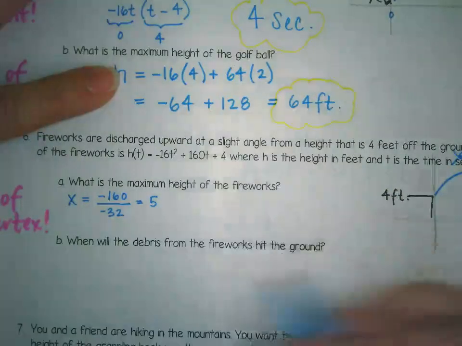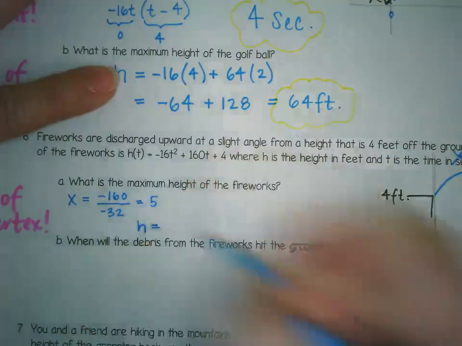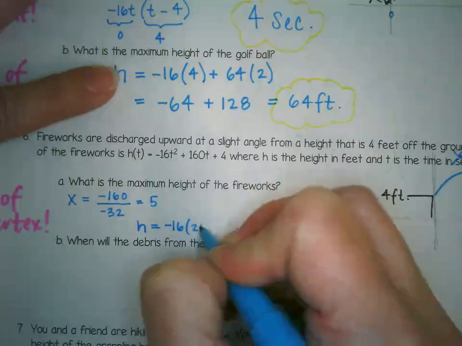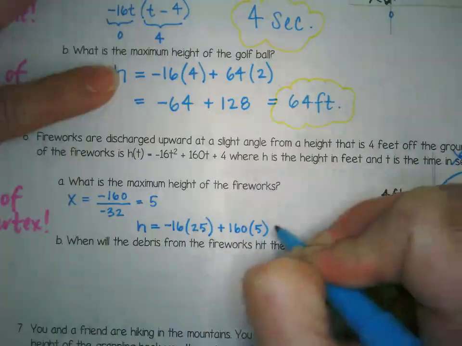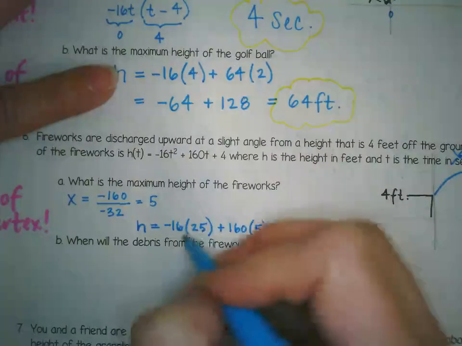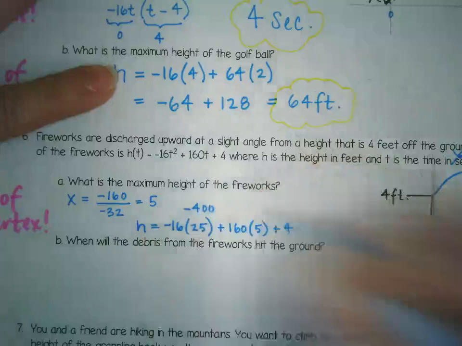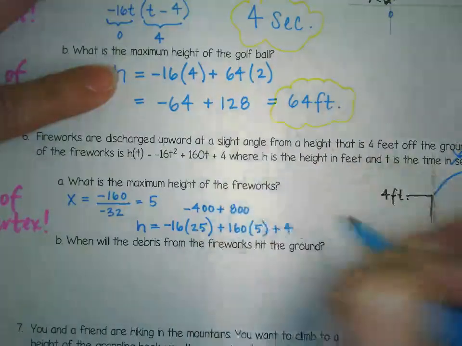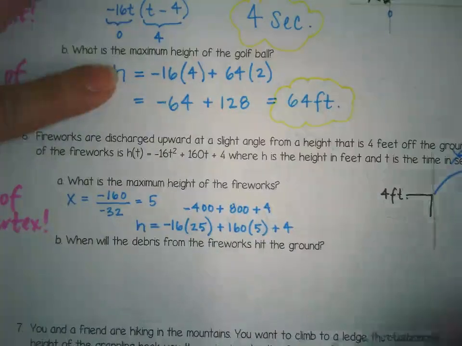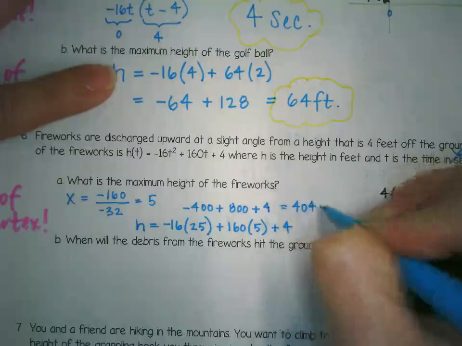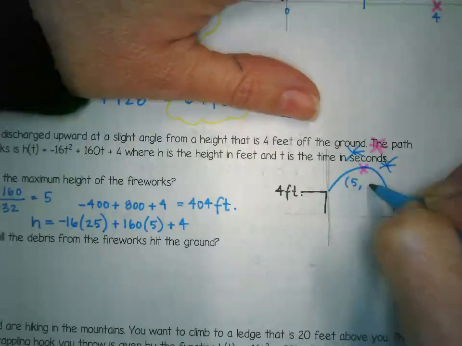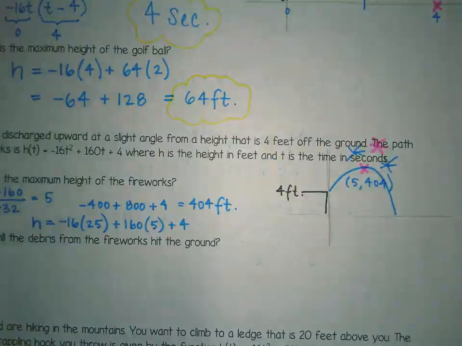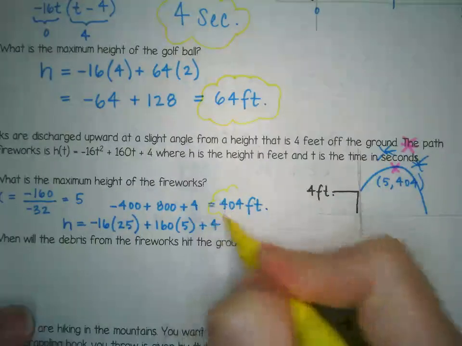All right, so now I want the height of the fireworks, so I'm going to fill 5 in. So I have negative 16 times 25, and then 160 times 5 plus 4. So this would be negative 400. This is 800, and then plus 4. So it looks like the maximum height was 404 feet. All right, so this happened right here. It was after 5 seconds, and the fireworks were at 404 feet. So that is the maximum height of the fireworks.